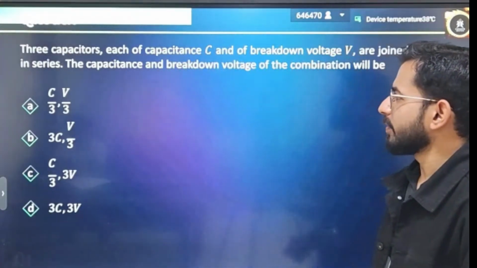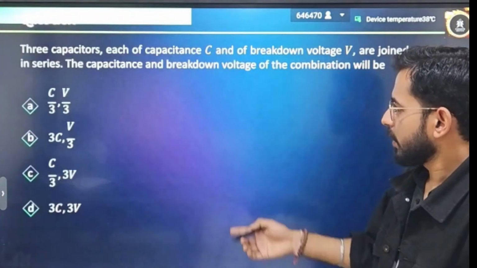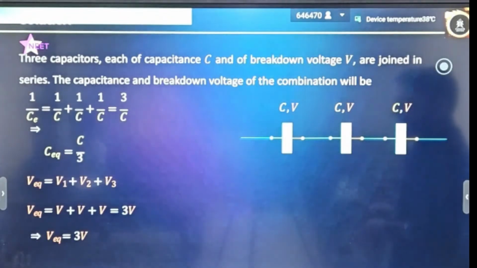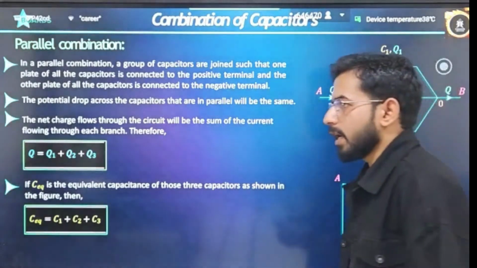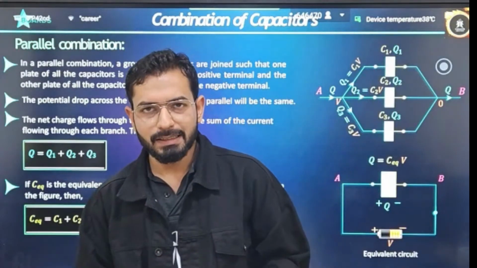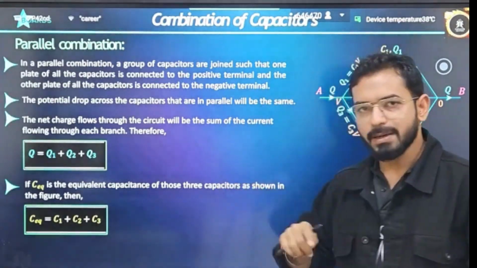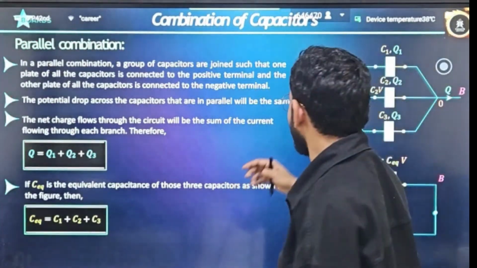So this way easily different kind of questions are there for combination questions. Here you can see the complete solution is also given. C by 3 and 3B. Now come to parallel combination. If you have the formula of series in series combination, it was a formula for parallel. That means in parallel the formula will be coming for series of resistance. Okay? And let's see how it will be coming.